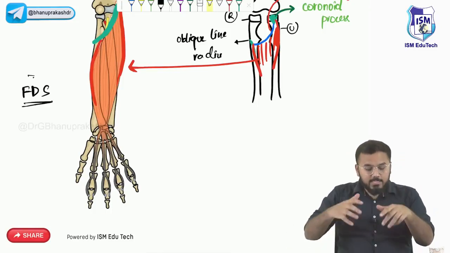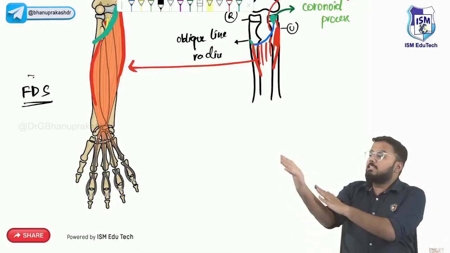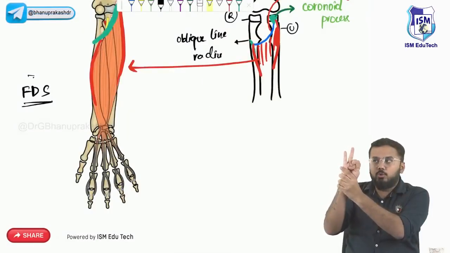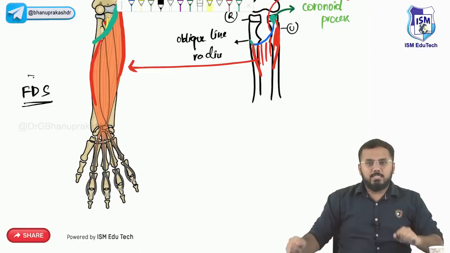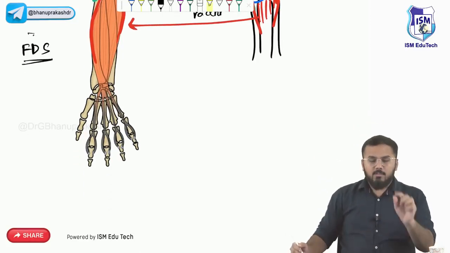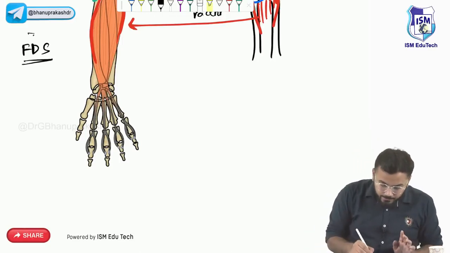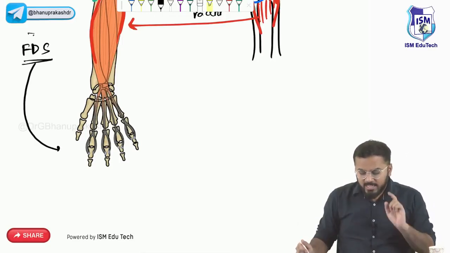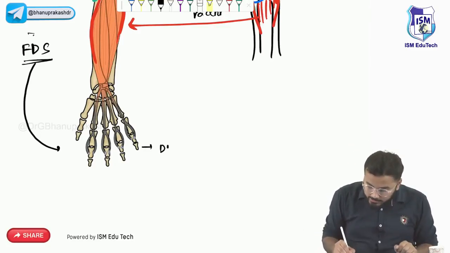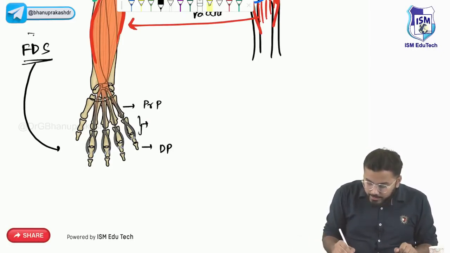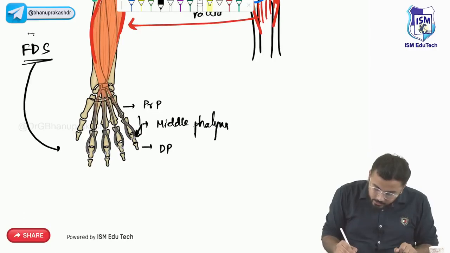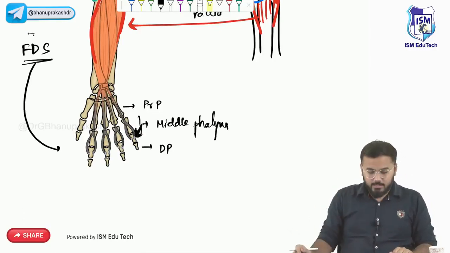Why flexor? Because we are discussing flexor muscles. Why digitorum? Because this muscle is inserting to all the digits, the phalanges of digits 1, 2, 3, 4, 5. Why superficialis? Because right now we are concentrating on the superficial group muscles. Clear? One very important MCQ I want you to remember: flexor digitorum superficialis inserts to which phalanx? This is the distal phalanx, this is the proximal phalanx, and this is the middle phalanx. So it is inserting to the middle phalanx here.